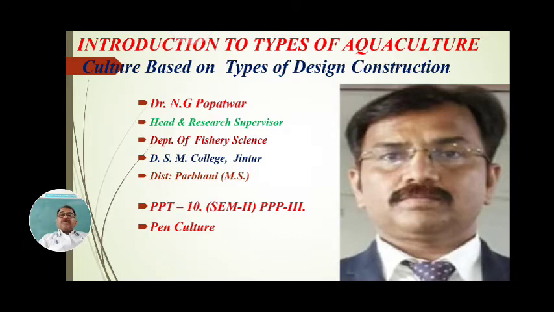Then second, we have seen cage culture. What are cages? These cages are constructed and formed, and that is cage culture. Cage culture was first developed in Cambodia. In Cambodia, cage culture was developed and flourished, and the credit goes to the Cambodian people, which we saw in the last period.